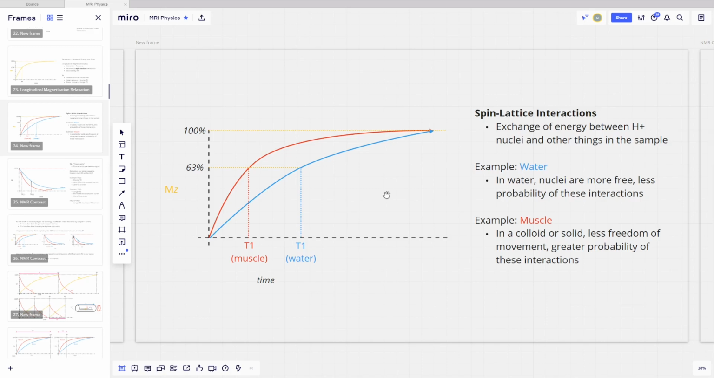When we add contrast, if we add gadolinium to a patient, what's that doing? Well, it basically is increasing the probability of these spin-lattice interactions. That's why we say contrast is T1 shortening, because essentially what you're doing is you're making a curve that looks like water look more like muscle's curve. Okay, so that's the basis for contrast here in our images. It's exploiting the different rates that different tissues will recover after you turn your RF pulse off.